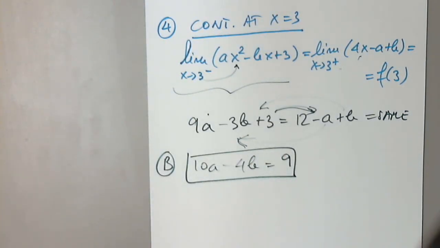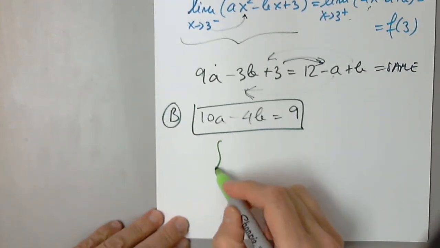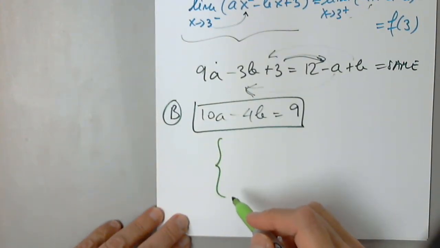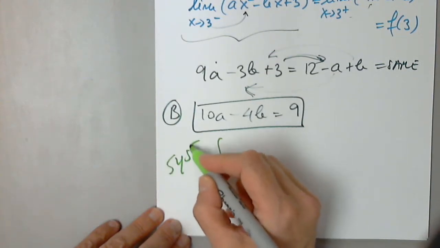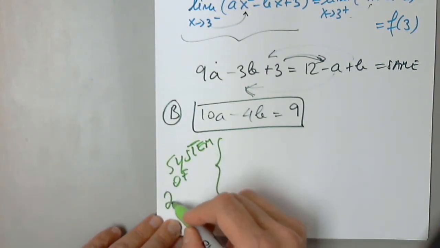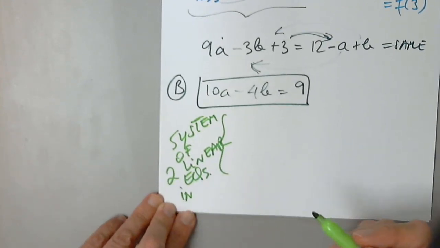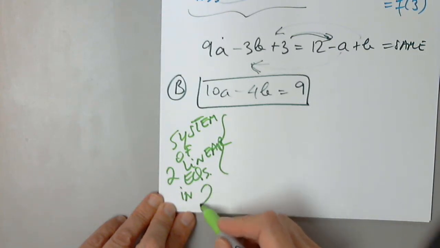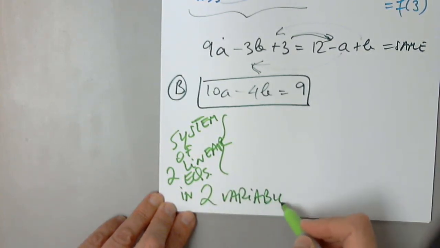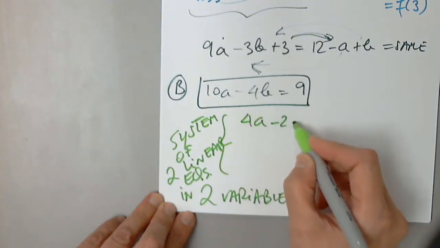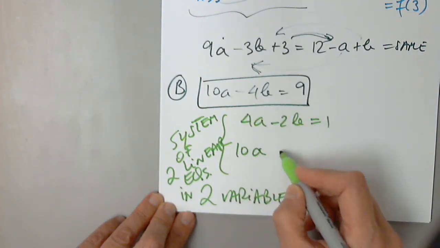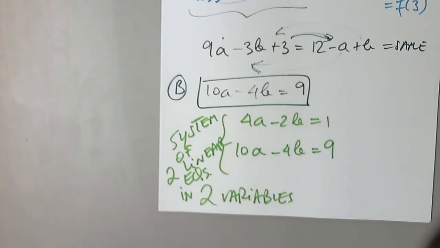Now, what do you think I'm going to do with A and B? And the answer is create a system of 2 linear equations in how many variables? 2 variables. So 4a minus 2b equals 1 and 10a minus 4b equals 9. System of 2 linear equations in 2 variables.